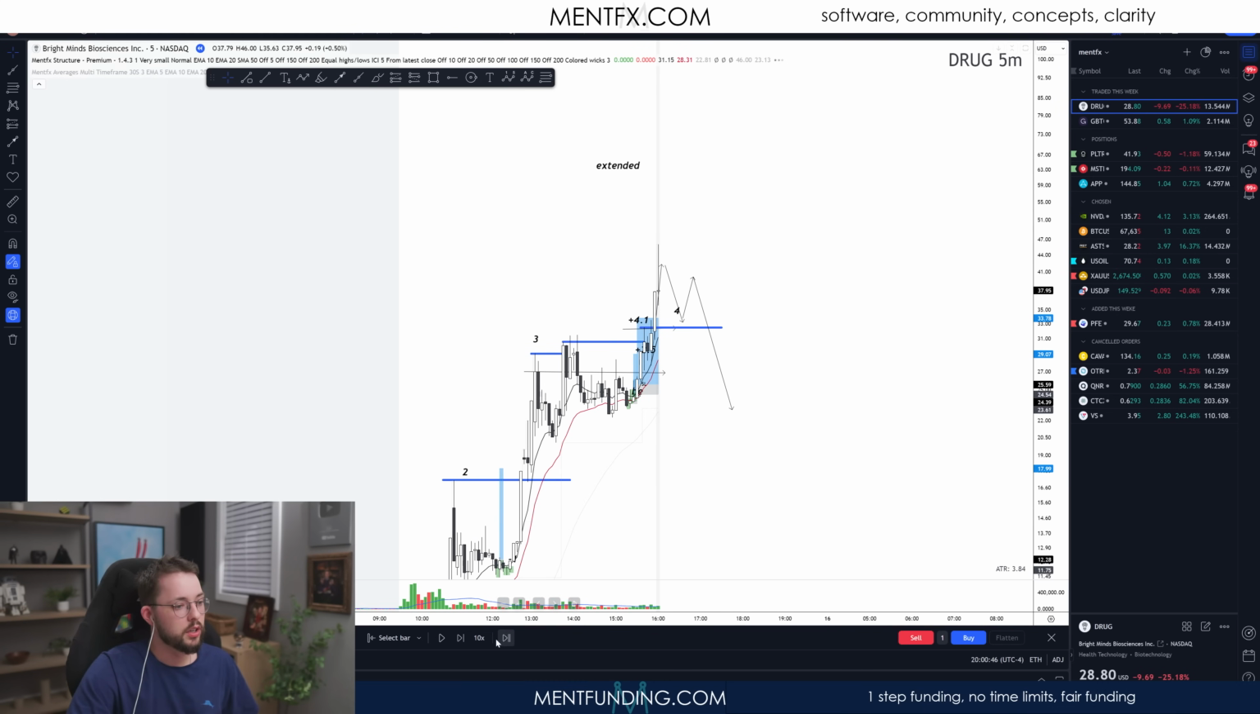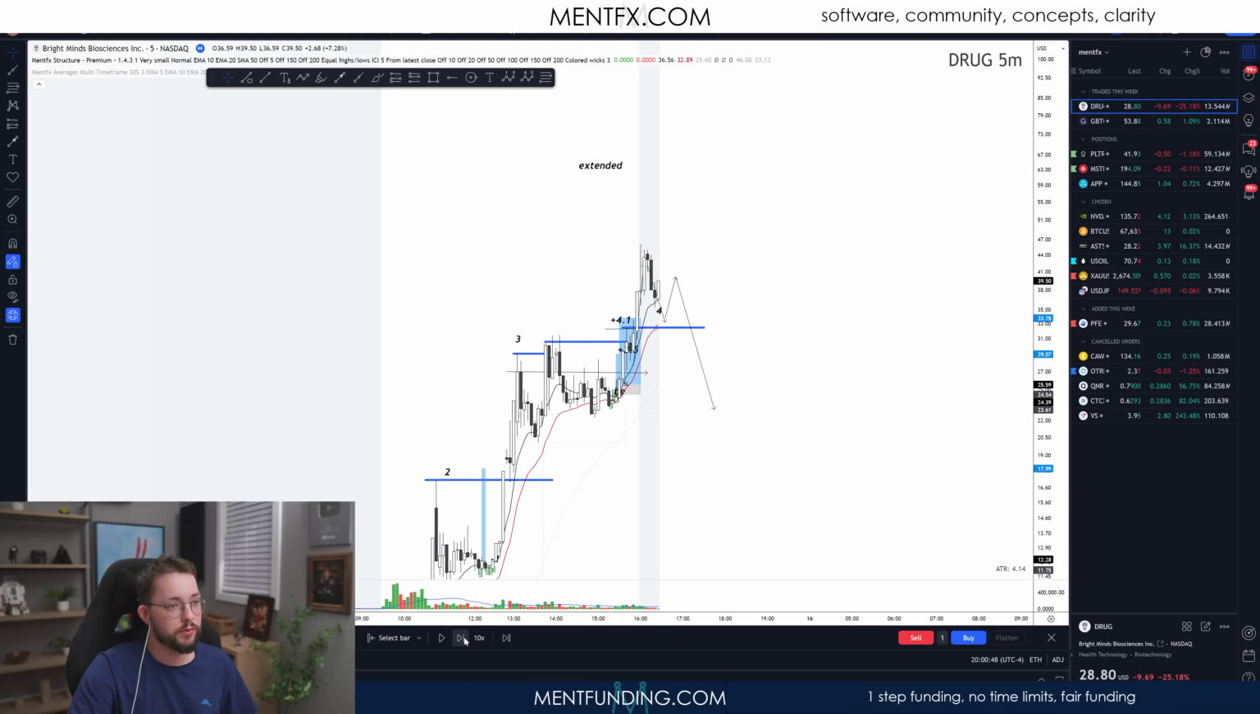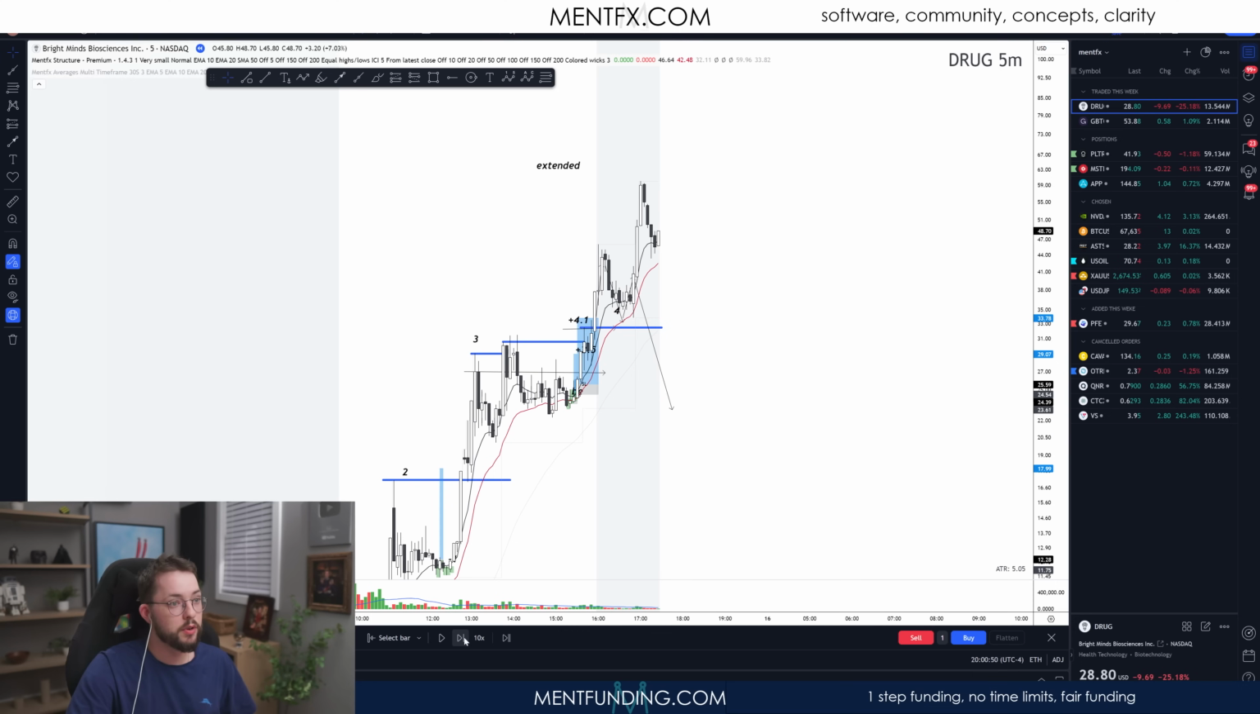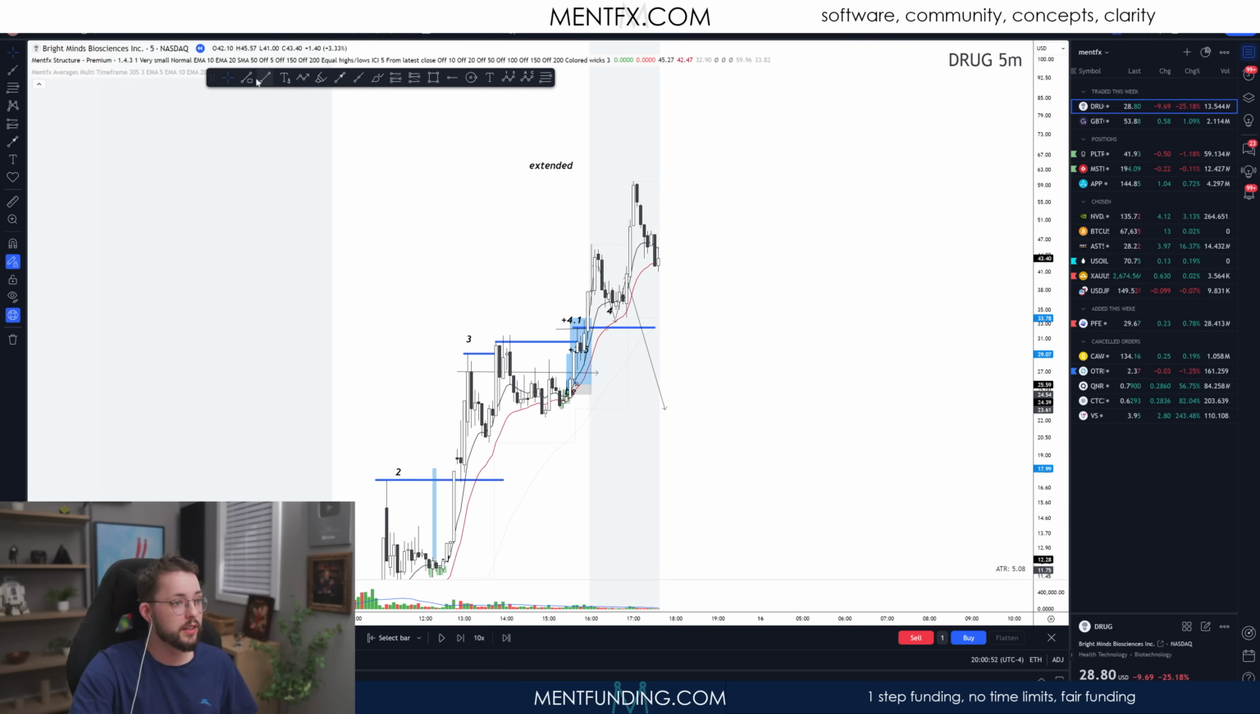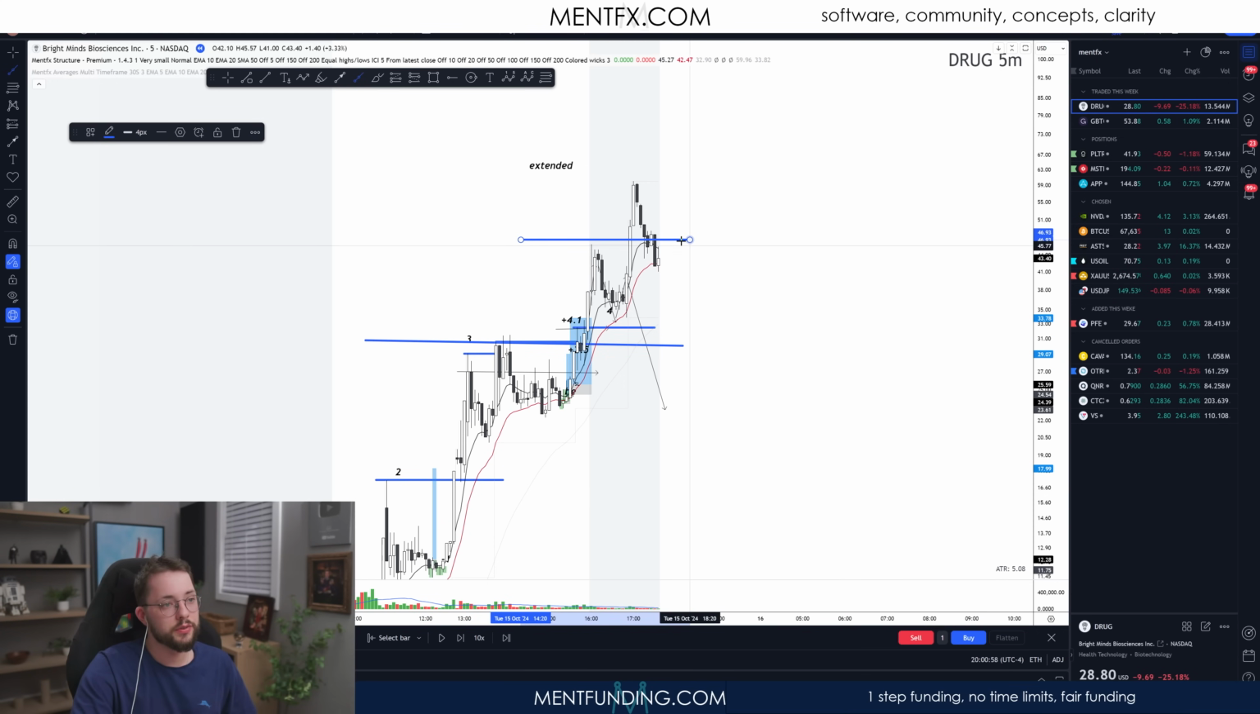So I'm gonna show you guys this. This ended up going for its 4th move, right? That was the 4th move, and then it actually had a 5th in this case, or you could have counted this thing right here as 3, and this thing right here is 4, and then it got extended.